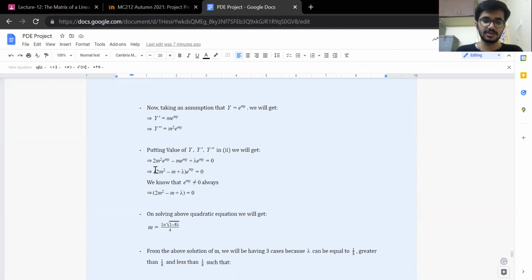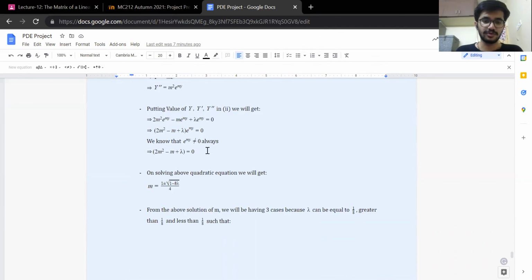So we left out with 2m² − m + λ = 0, and that's the quadratic form. We can solve using these methods, and we got m = (1 ± √(1 − 8λ))/4. Now we ended up in a condition where there can be three cases. In the first case, when λ is equal to 1/8, we get the square root part as 0, and m is 1/4.